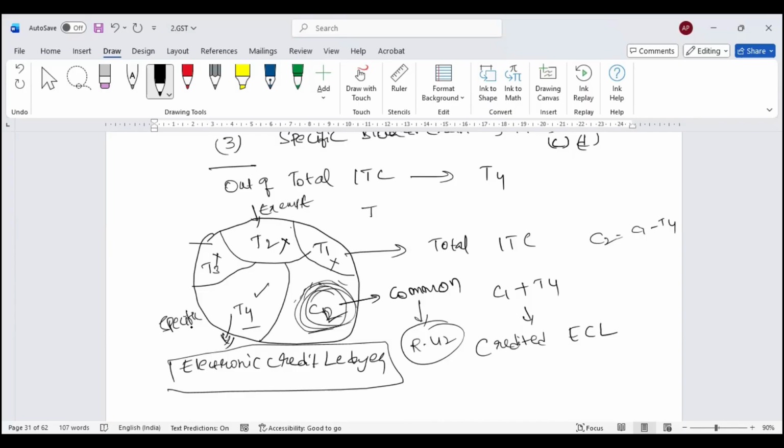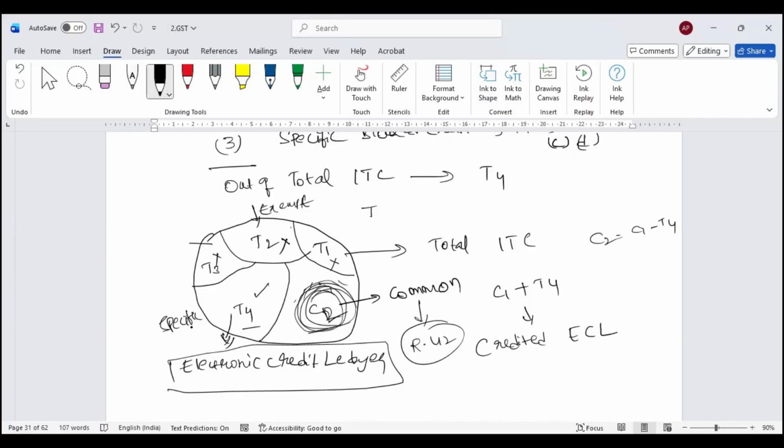Can I call it T2? It is not exempted. Can I call it T3? It is not block credit. So can I say T4? No, sir, it is used for both taxable and exempted. So that security service comes and sits in C2, and that goes and sits in your credit ledger. That is what we are putting efforts to identify.